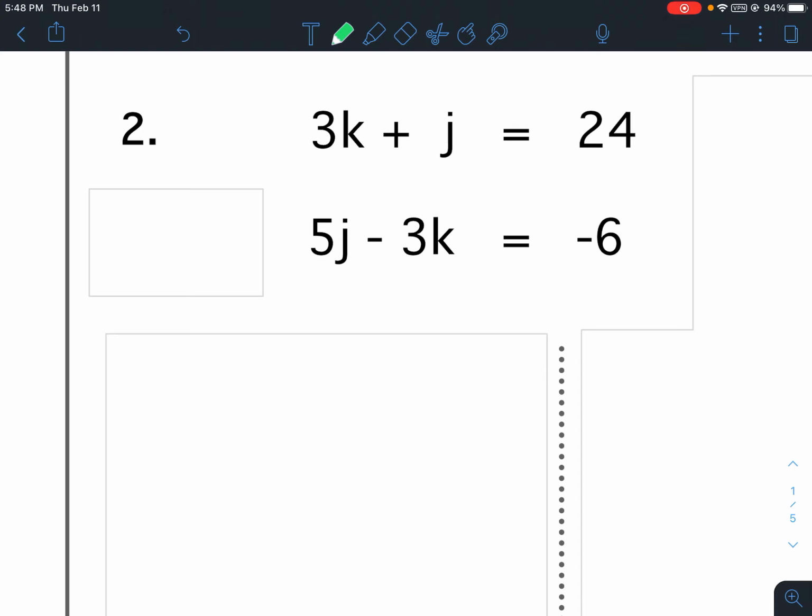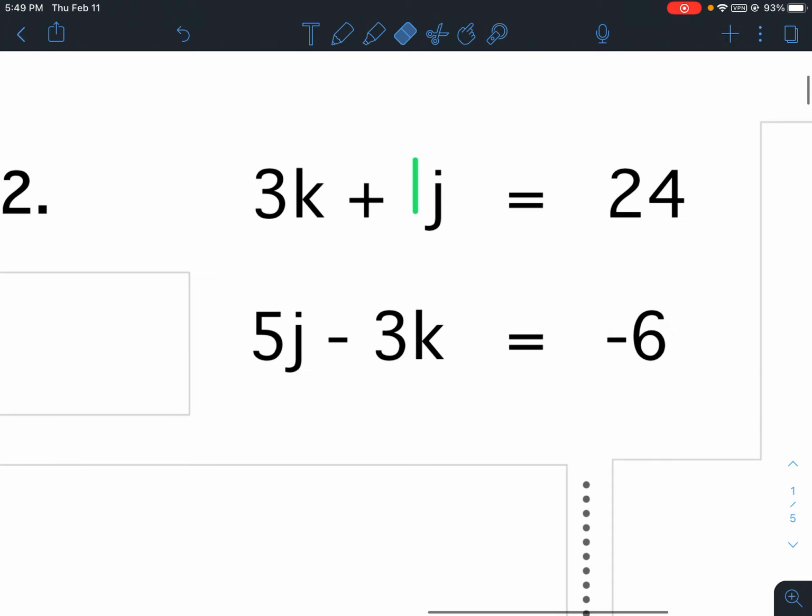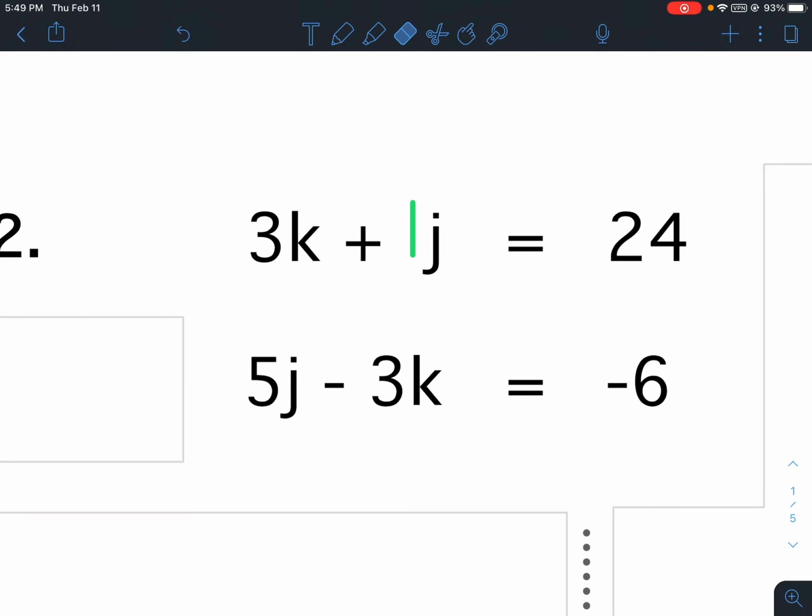A lot of people want to think that this is multiples because we have this 1j. So they think the 1 and the negative 3 are multiples. However, take a closer look and you'll notice that the variables are not lined up. The k's are diagonal and the j's are diagonal. So the first thing I want to do before I decide anything is I want to line up my variables.